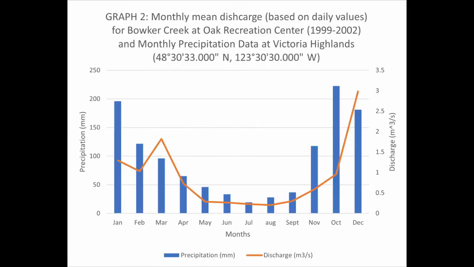Information for our hydrograph was collected from Oak Bay Recreation Centre and Victoria Highlands. The graph indicates that discharge is at its lowest during summer months and peaks at about 3 meters squared per second in December. Discharge increases as precipitation increases. This changes the local ecosystem by removing sediment from land and moving it towards the ocean.